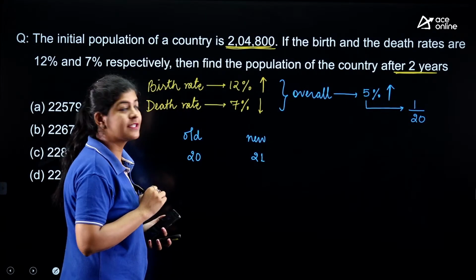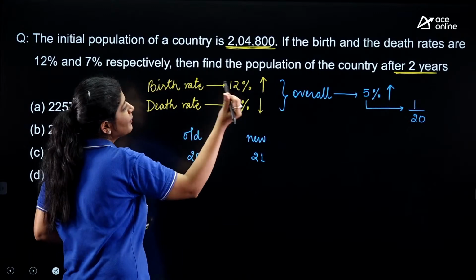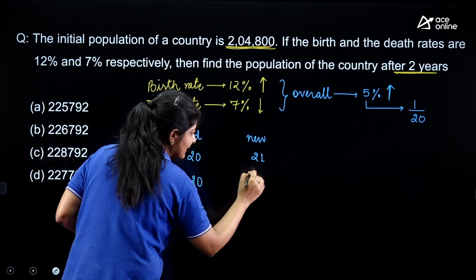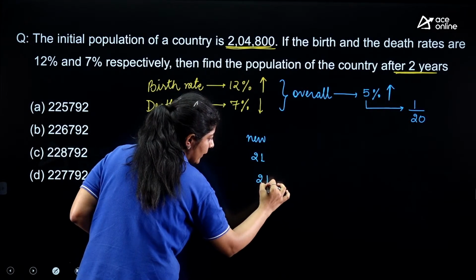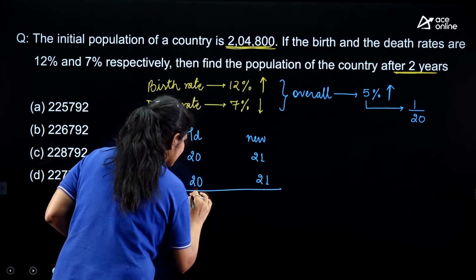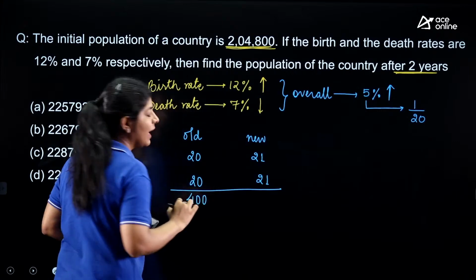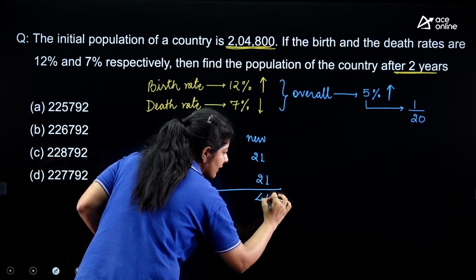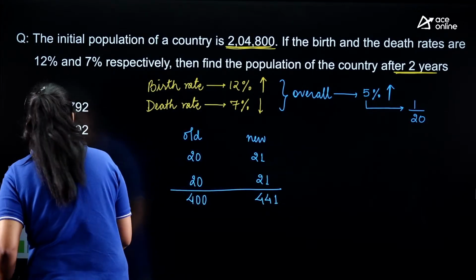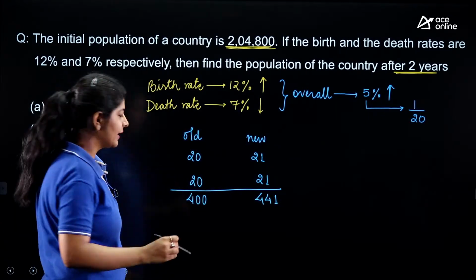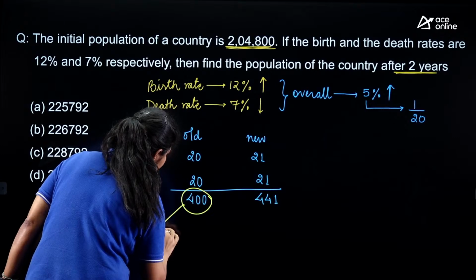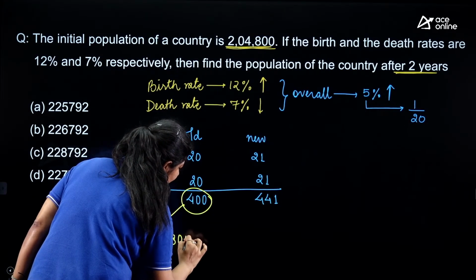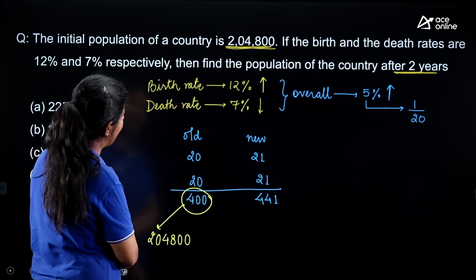This is the end of the first year, and we need to find the population after 2 years. That means again 20 increases by 5% and becomes 21. So at the initial level we have 8 persons in the town, and now they will become 441. But the question says they are not 400, they are actually 2,44,800, right? This is the actual population we have.